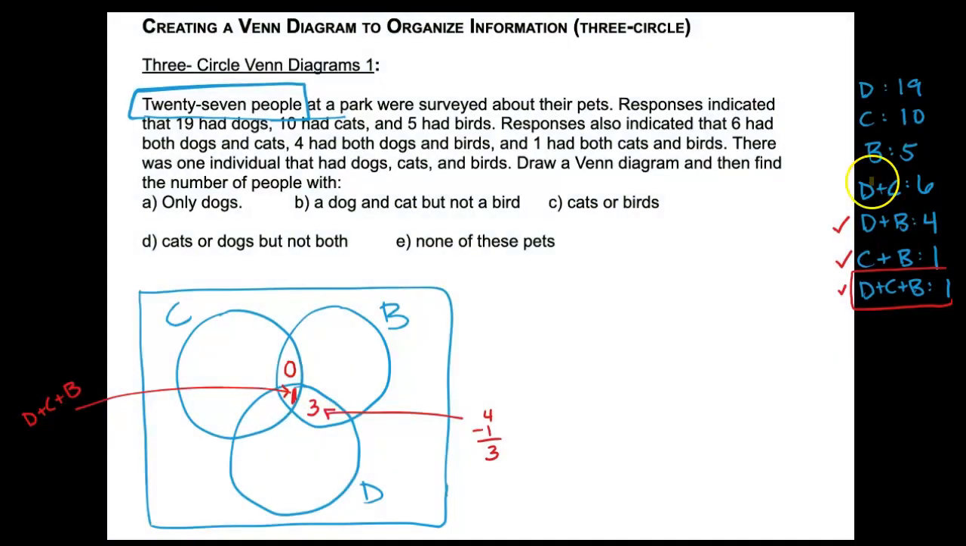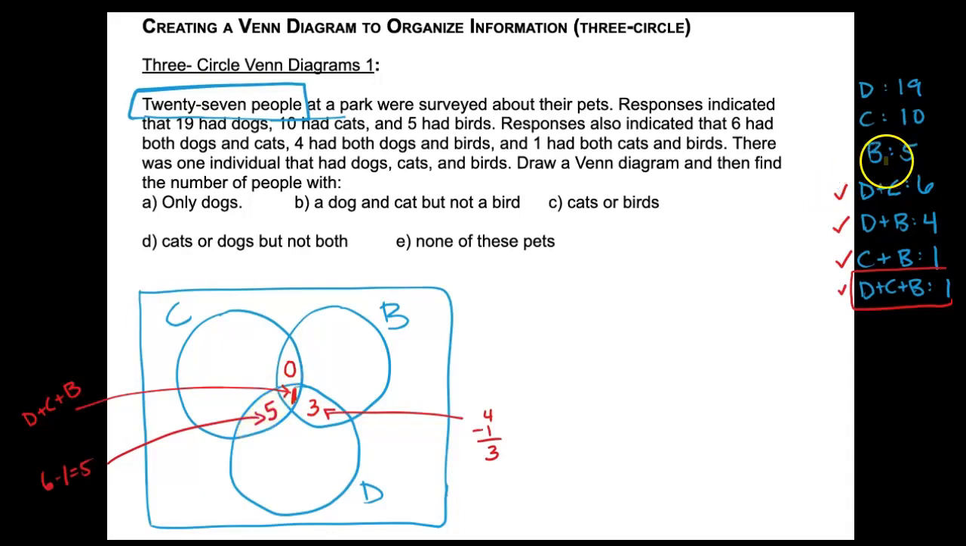And I'm going to move up my list. So now we're at dog and cat. So there are 6 people that have a dog and cat. So where is that? Well, this region is where the dog and cat circles overlap each other. And there are 6 people that should be in that region, but there's already a 1 there. So I'm just going to do 6 minus 1 is 5. And that tells me that a 5 needs to go here. So that 6 altogether is in the dog and cat region.